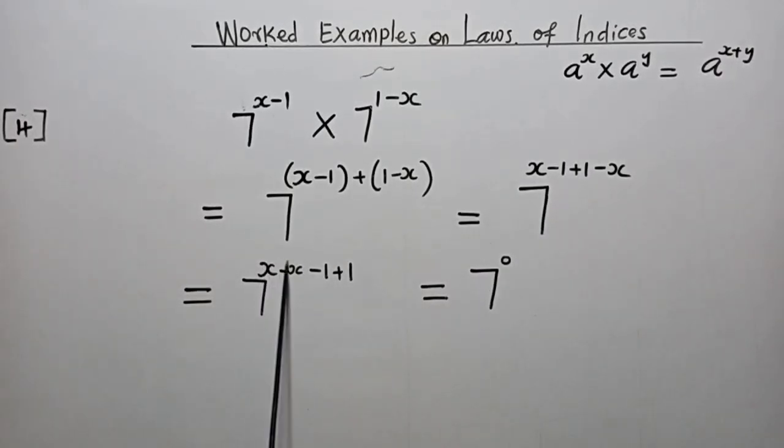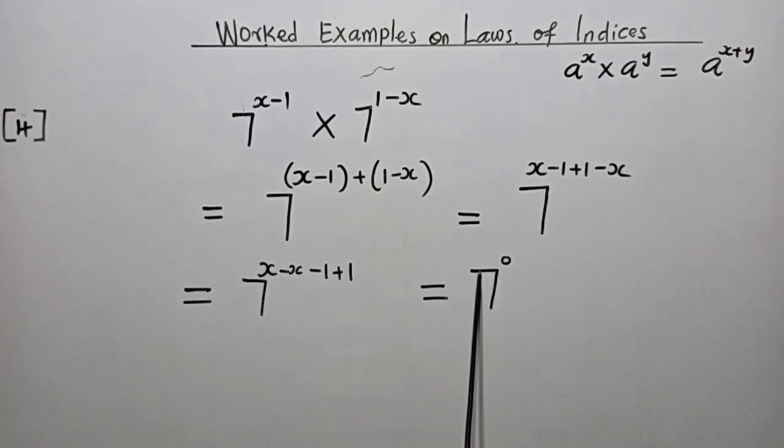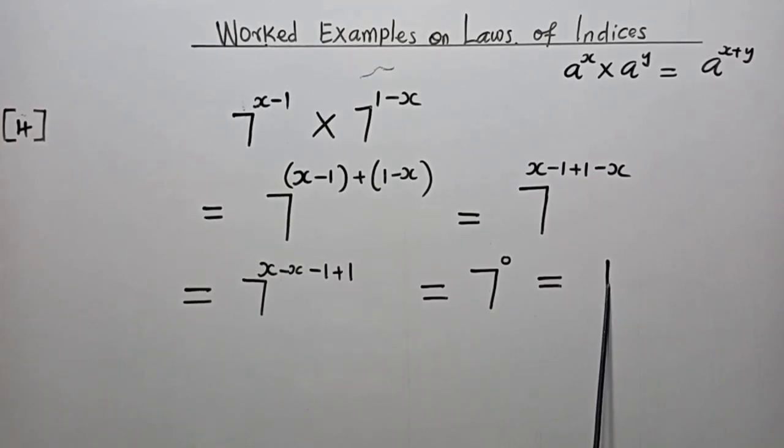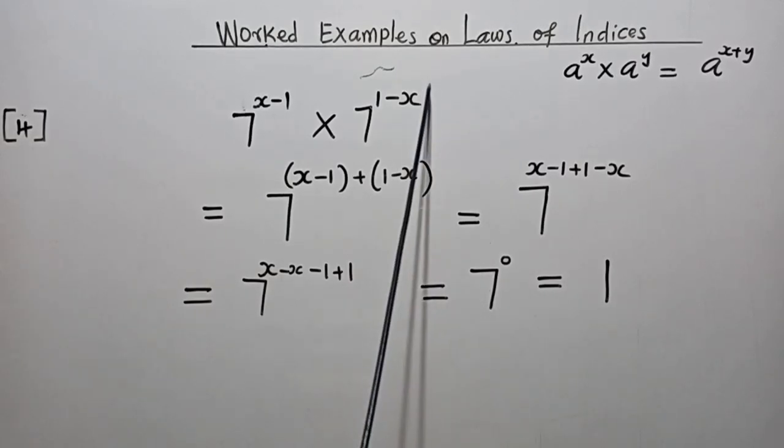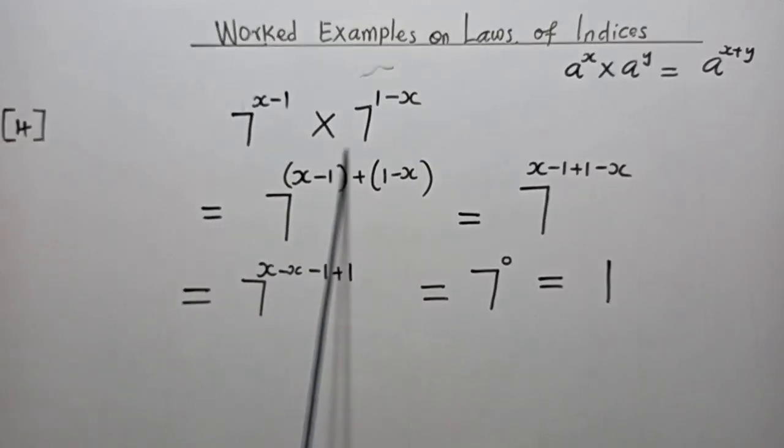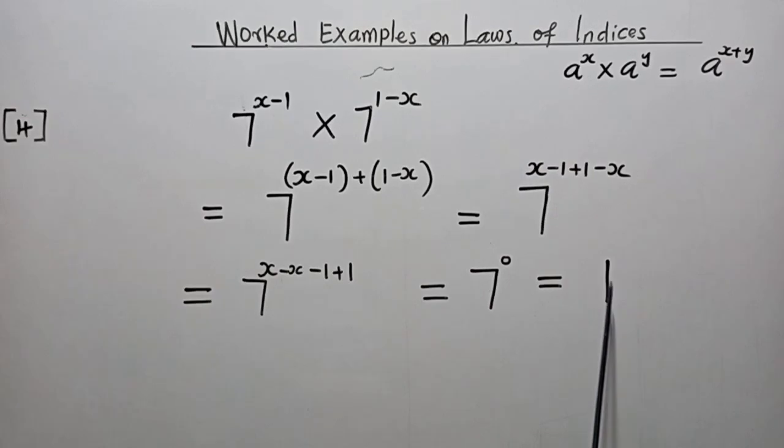x minus x is 0. Minus 1 plus 1 is 0. That means that in the end, the whole thing is equal to 7 raised to the power 0. Is that the end? No. What next? Let's see. And that is it. The answer is equal to 1. It therefore means that the whole of this expression, when evaluated, is equal to 1.